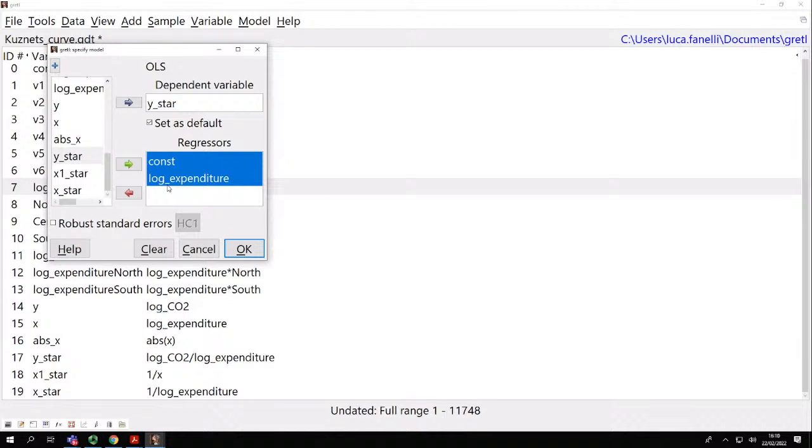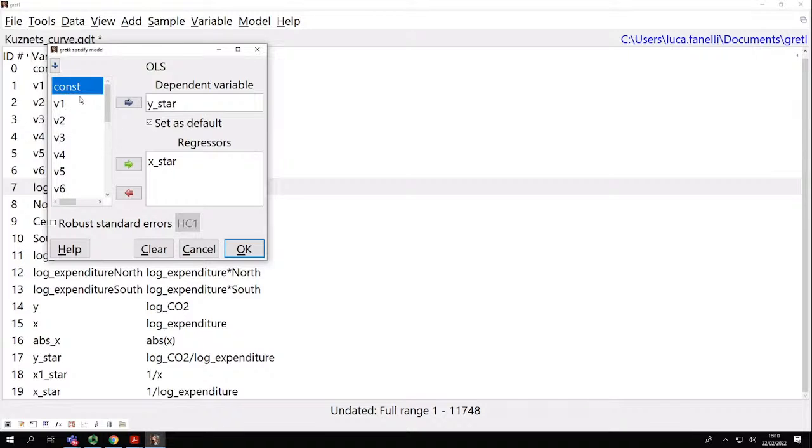So my new regressor was X star. That was, I did some computation before, X star. And I also need a constant. Do you agree on that? This is beta 1, this is beta 2.